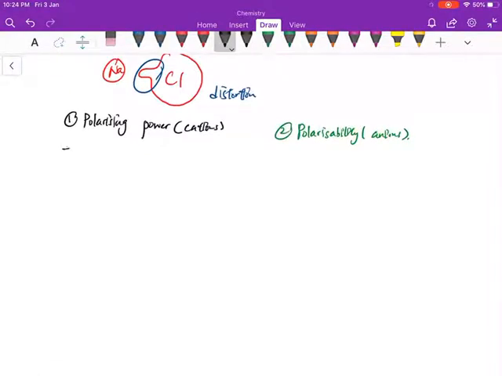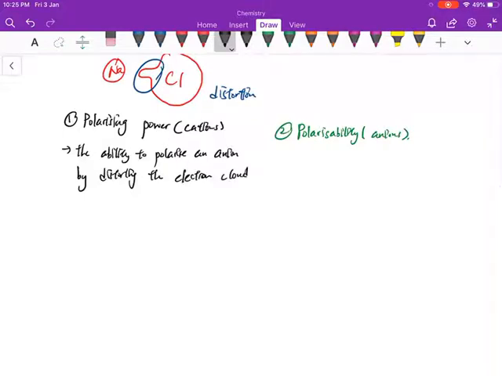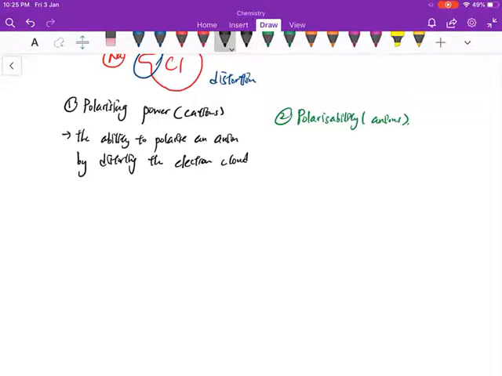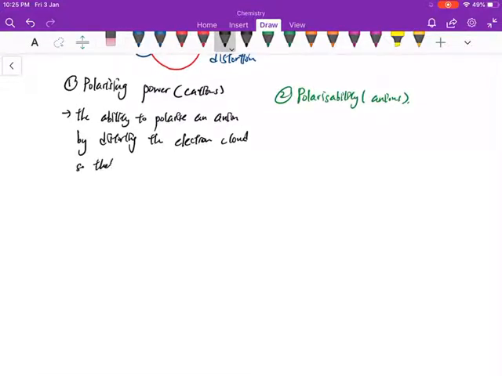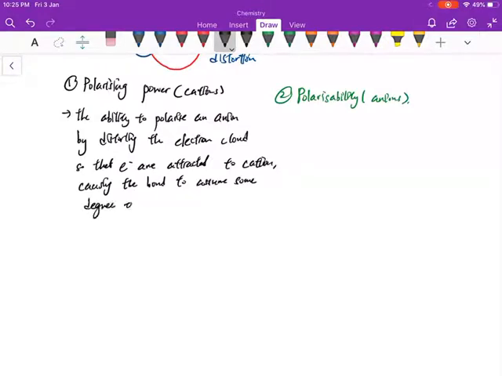So polarizing power is the ability to polarize an anion by distorting the electron cloud. It's quite a long definition that you need to learn, but once you understand it, it's way easier. Anyway, so that electrons are attracted to the cation, causing the bond to assume some degree of covalency.